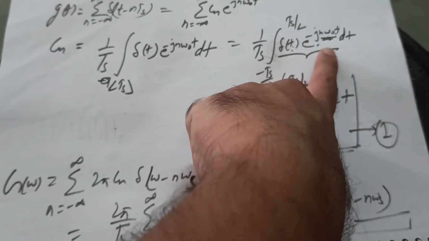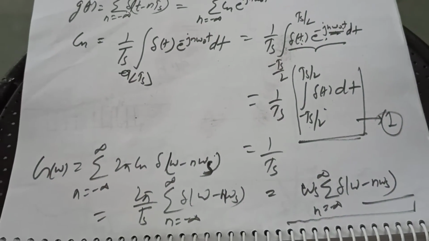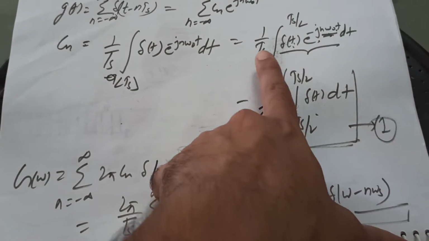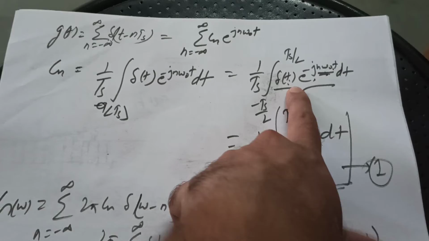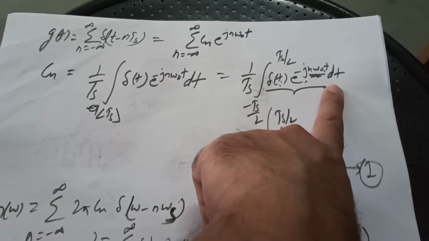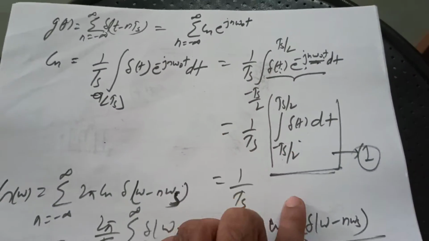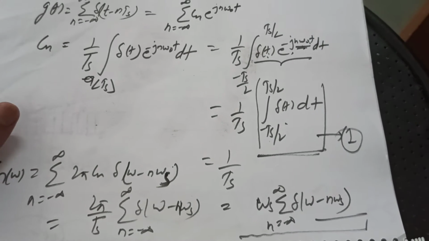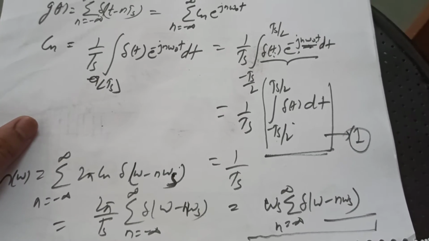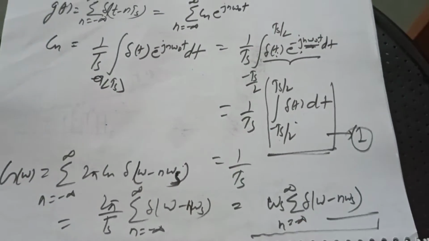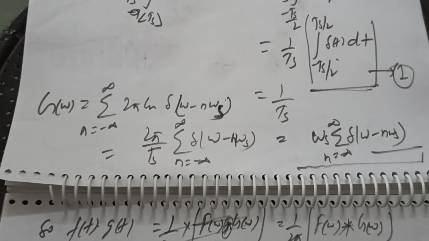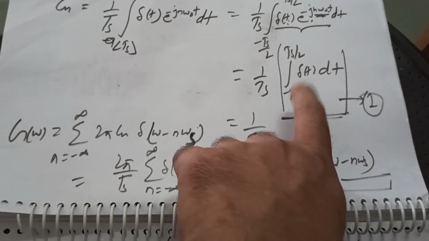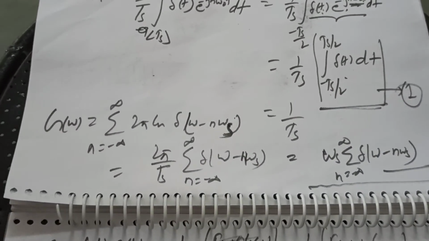Now have a look at this. This is delta(t), this is e to the power j n omega naught t. Now when this multiplication is carried out, you will simply put the zero value here and delta(t) will remain intact. So the integral of delta(t) from minus Ts by 2 to Ts by 2 dt times 1 upon Ts. Clear? So this gives me 1 by Ts. Okay, now this is your 1 by Ts that's obtained.